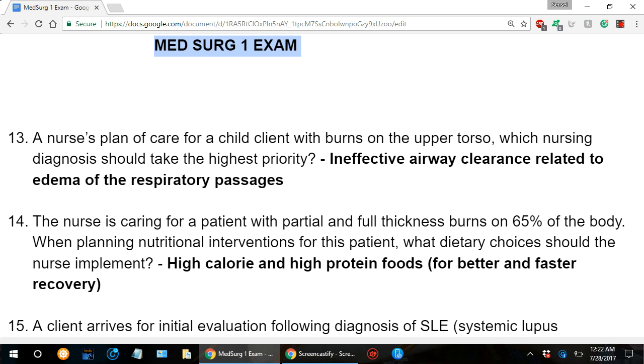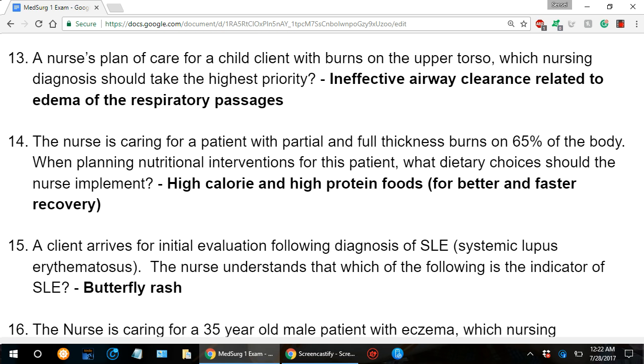A nurse plans care for a child with burns in the upper torso. Which nursing diagnosis should take the highest priority? The answer is ineffective airway clearance related to edema of the respiratory passages.